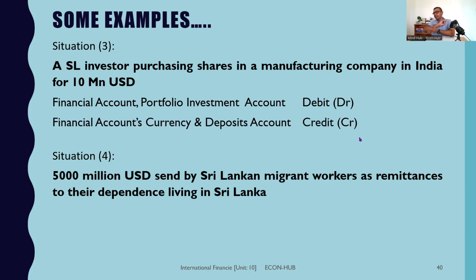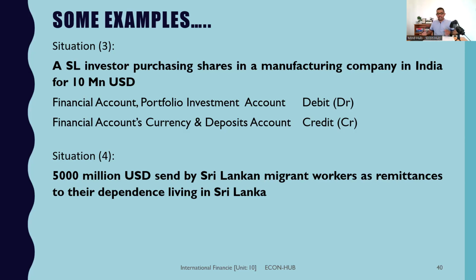And the credit entry will go into financial account, currency and deposits, or financial account, other investments, right? I'm sure you have done this at home. Now just check your answers, okay? Fourth situation, 5,000 million US dollars sent by Sri Lankan migrant workers as remittances to their dependents living in Sri Lanka.